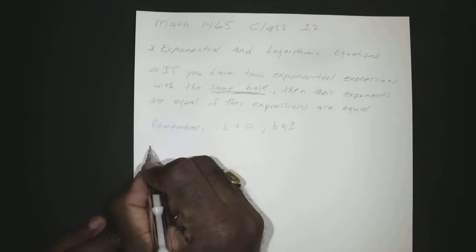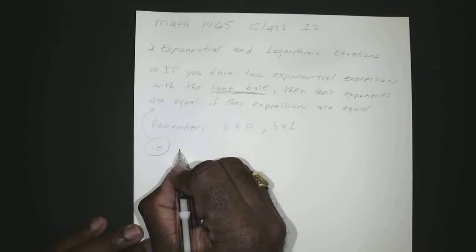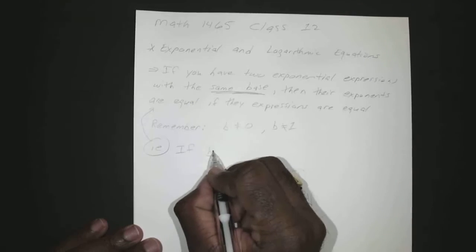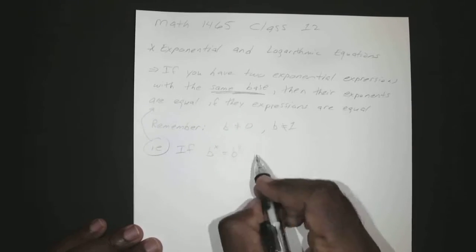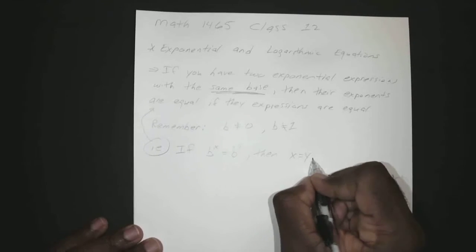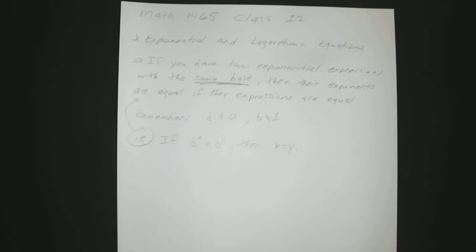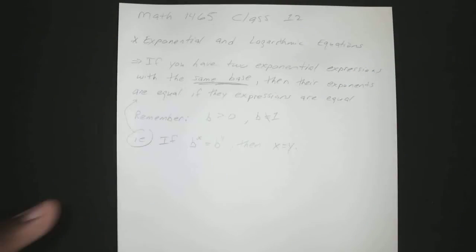Okay. So in other words, what this is saying is if you have some base to the power of x equal to some base to the power of y, then those two exponents have to be equal in order for that to be true. Actually, this should be greater than 0. There we go.